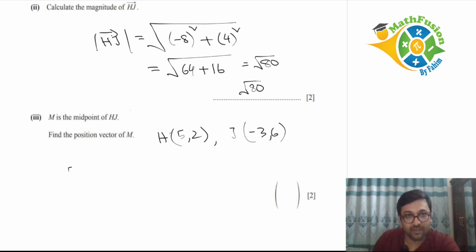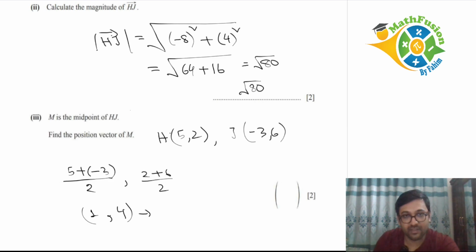To find the midpoint of HJ, we take the sum of the x coordinates, which is 5 plus -3, and divide by 2. Similarly, for the y coordinate, 2 plus 6 divided by 2. So this is 1 and this is 4. So this is the midpoint. To find the position vector, we just convert this to a column vector, which is (1, 4). So this is our answer.